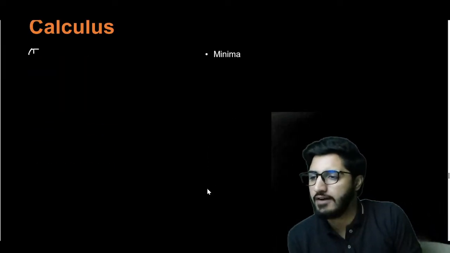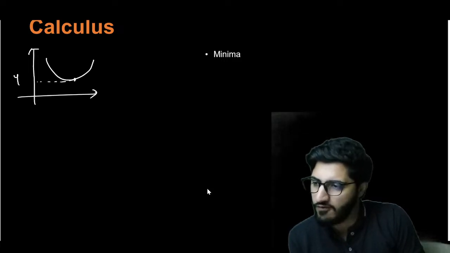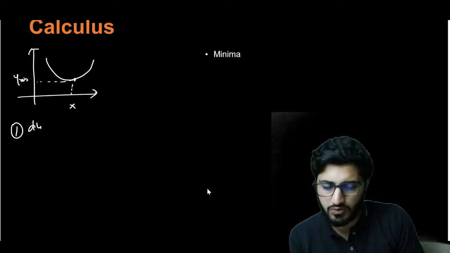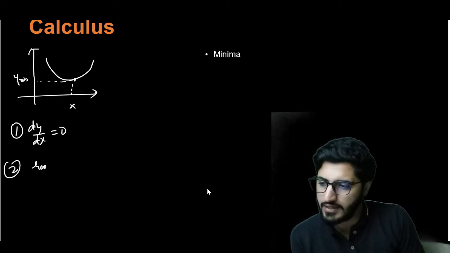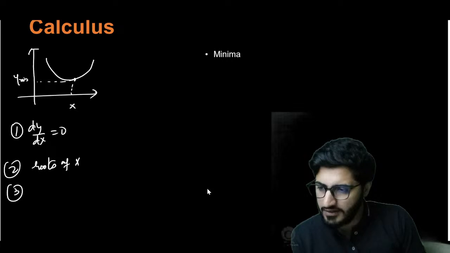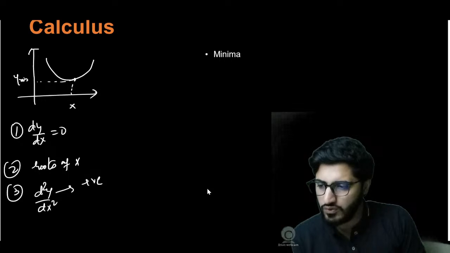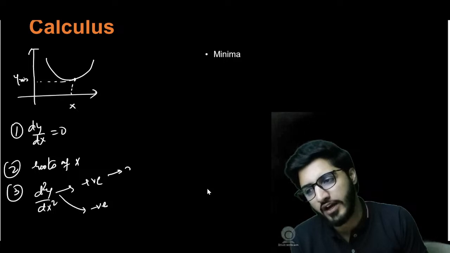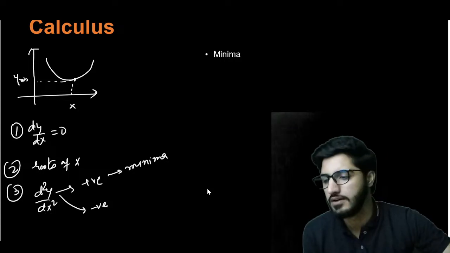One more thing, if we have something like this, a point which is a y minima at some x, you have to take similar steps. First, dy by dx, set it to 0. Second, find the roots of x. Third, do double differentiation, d square y by dx square. If you get negative, that is maxima. If you get positive, that is minima.